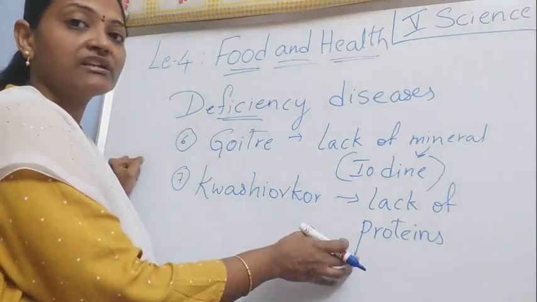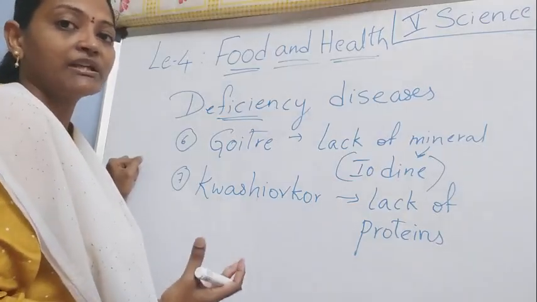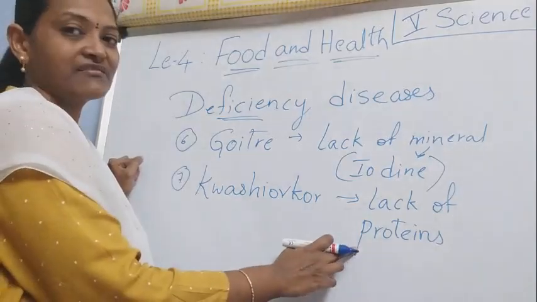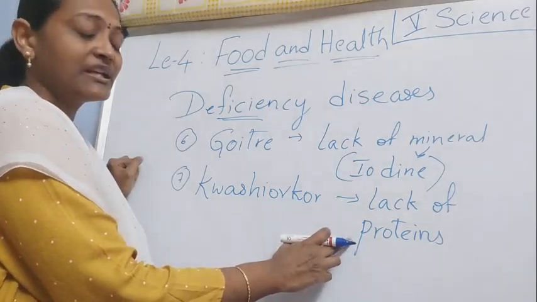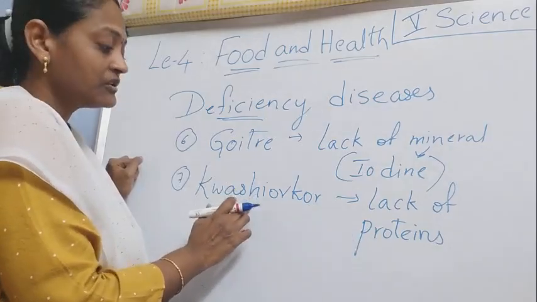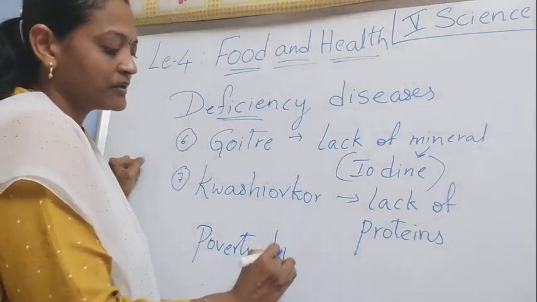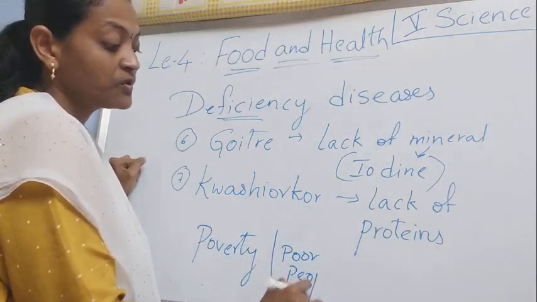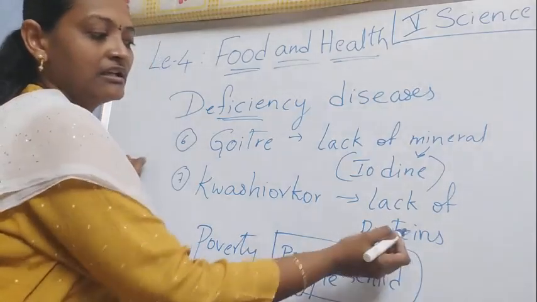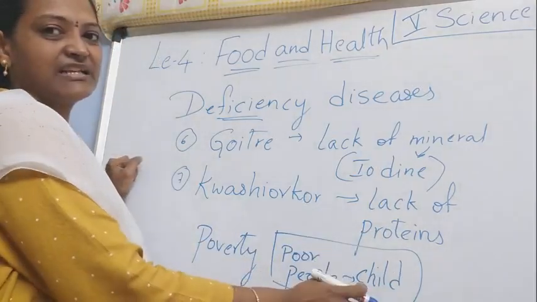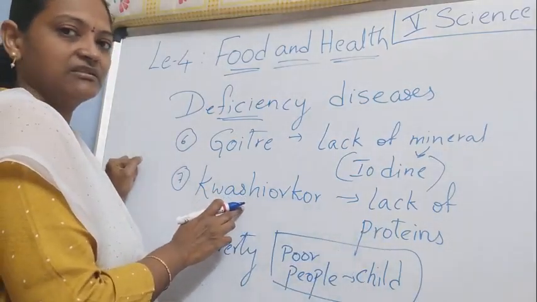But here proteins are needed very much for the proper functioning of the body, especially children need proteins, right? I said children need proteins. So if proteins are not taken by the children properly, this disease will come. Mainly, do you know this disease comes to poor people? Very poor people, poor children, especially children. Why? Because a child needs proteins, right? So if the poor child is not eating proteinic food properly, then those children will get kwashiorkor disease.